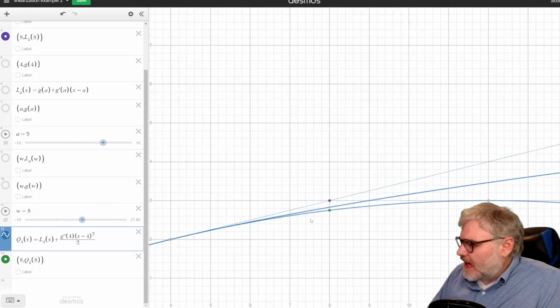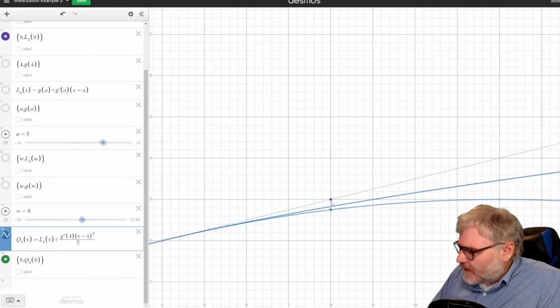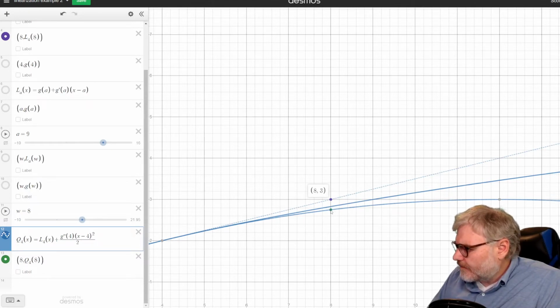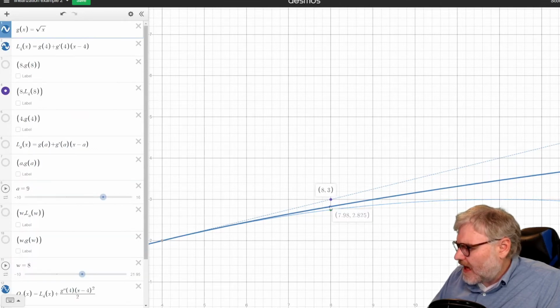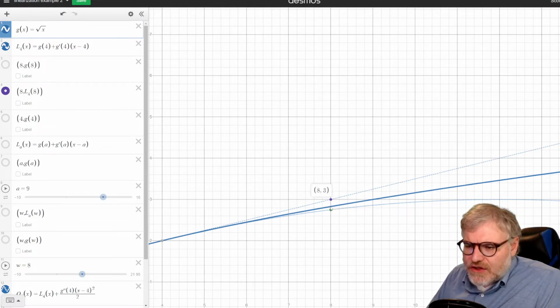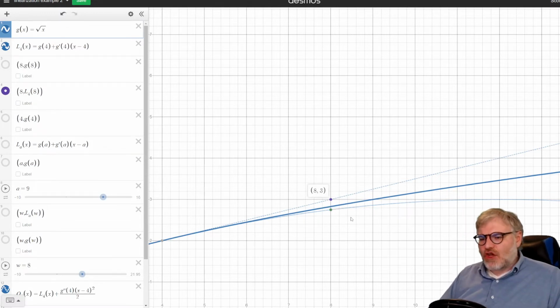And again, this is a Calc 2 topic, but we'll just cover it briefly. See, this was my linear estimator, right? It gave 3. This right here is my quadratic estimator. So at 8, I'm going to get 2.75. And compare that to the actual 2.82. So this quadratic is getting me a closer estimation.